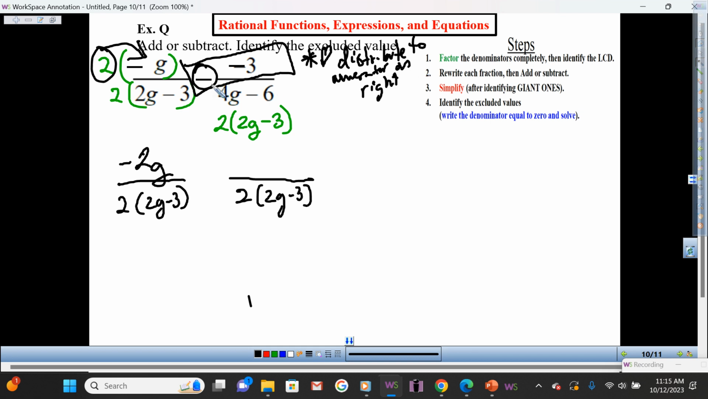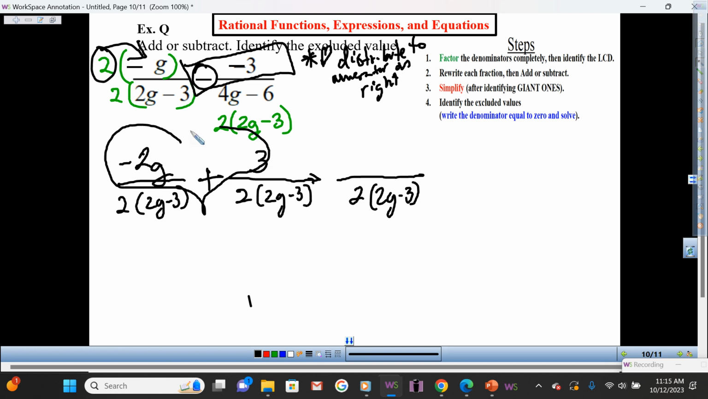All right, here we go. What is negative times negative 3? Negative times a negative? Positive, so that is a 3, and I'm going to change this to a plus. All right, we're still adding, so now these two become one fraction. Common denominator 2 times 2g minus 3, and then we focus on the numerators. We have negative 2g plus 3. Can we combine? No, they stay as is. Negative 2g plus 3.